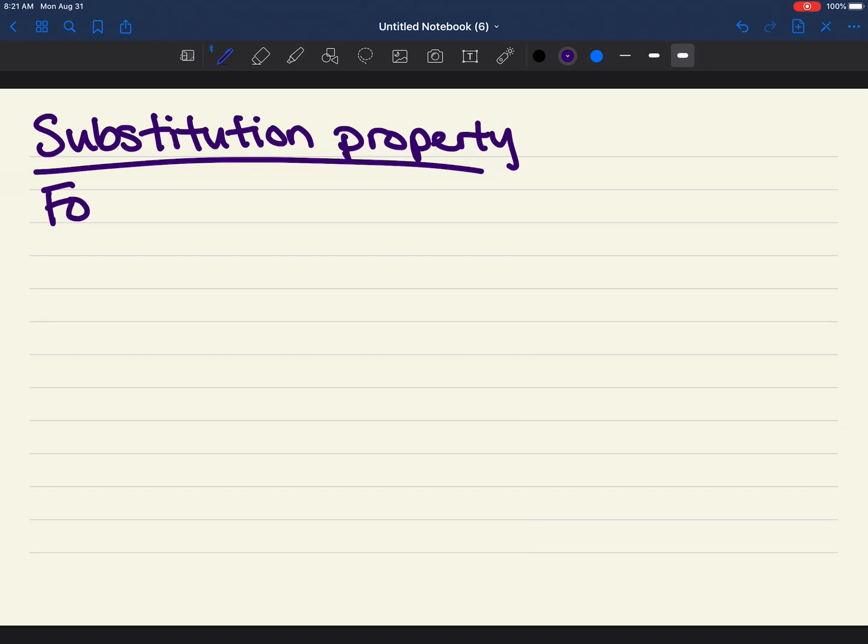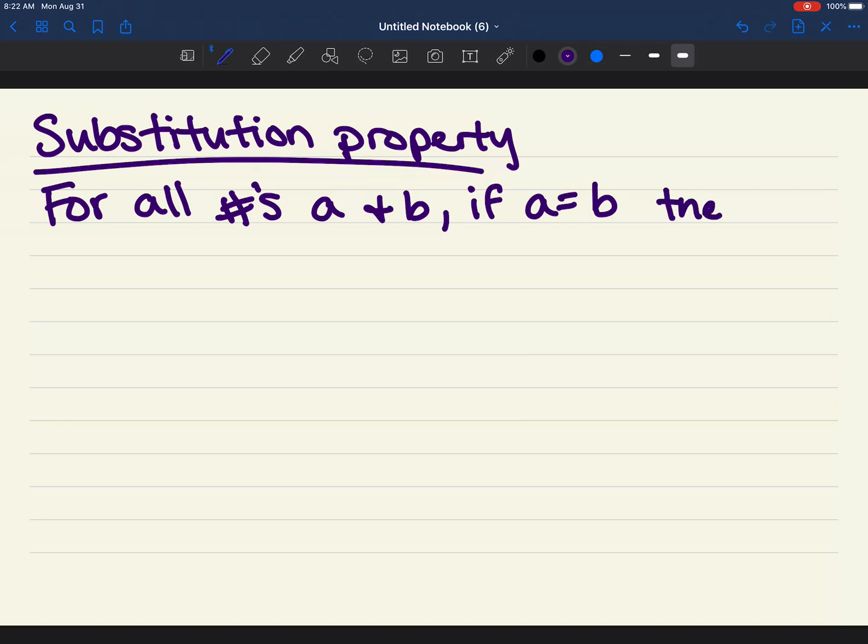So I'm going to give you the definition if you want to write it down. It just says, for all numbers A and B, if A is equal to B, then A may be replaced by B.